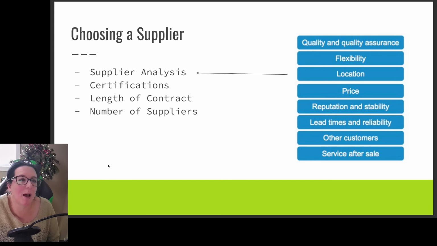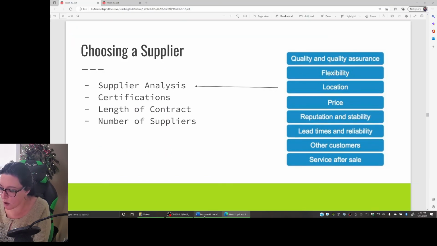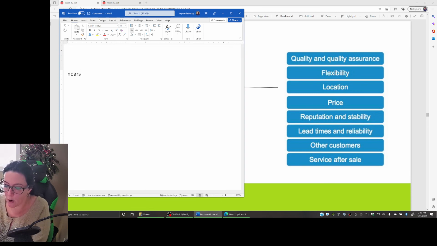When we're choosing a supplier, we want someone who has the same focus on quality that we have. We want quality assurance, preventing defects before they happen. Somebody who's flexible and responsible. We probably want someone who is in a good location. What we're seeing more and more during COVID is a movement towards nearshoring. Nearshoring is where you are choosing suppliers that are closer geographically.